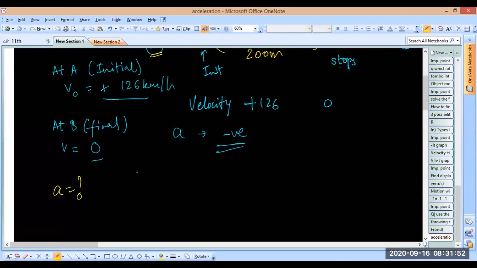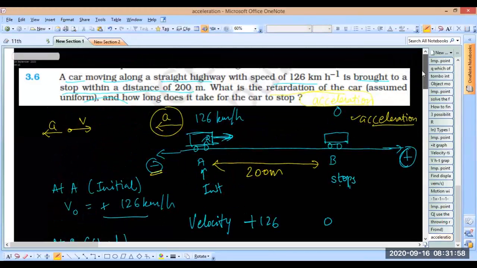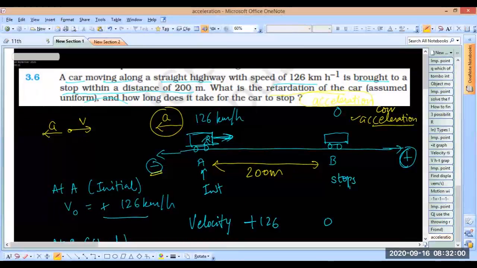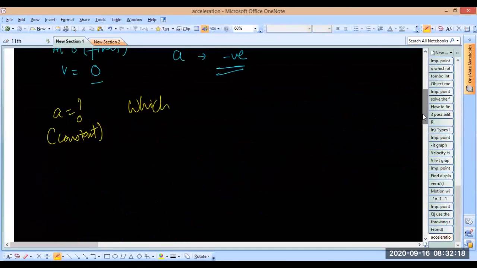Come on, hurry up. Which equation should we use? See, it's given in the question that it's constant. It is given that retardation is constant. So that means acceleration is also constant, right? Which equation should we use? First, second, third. Third equation, JK. We will use the third equation.